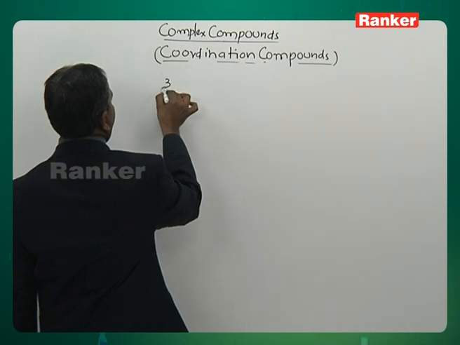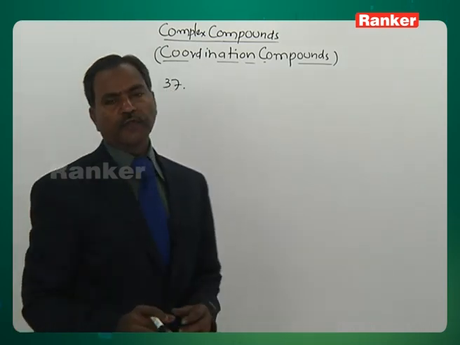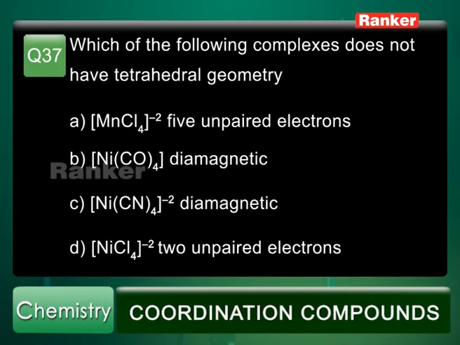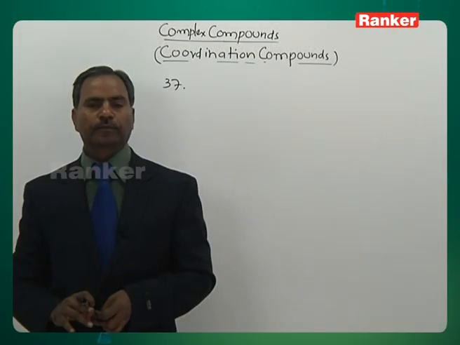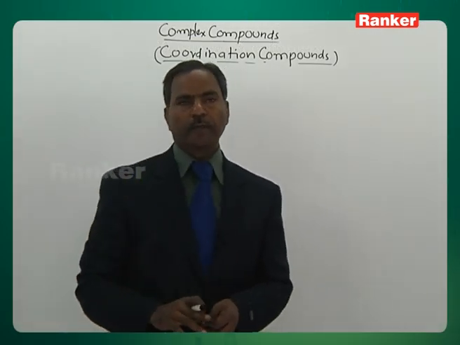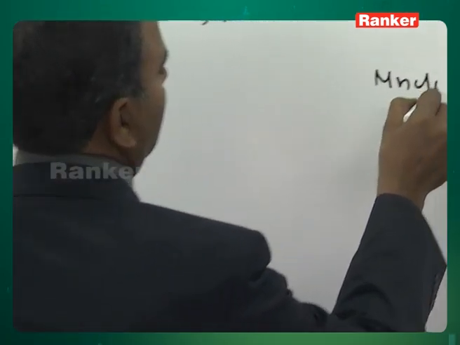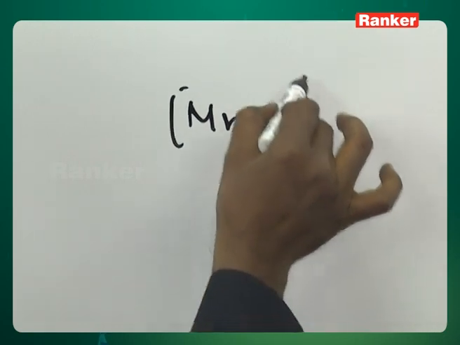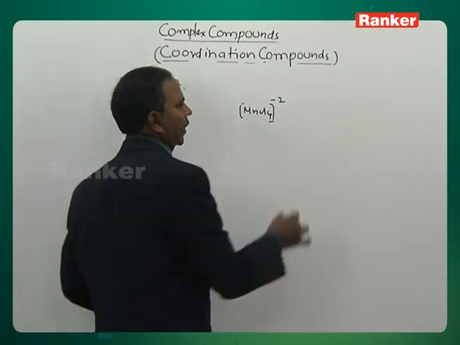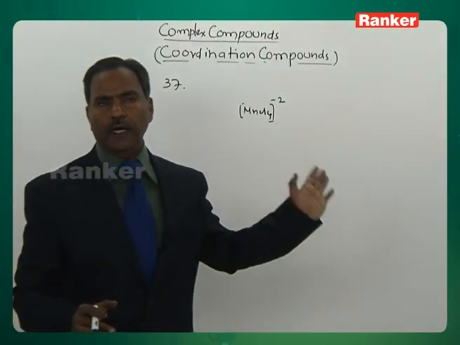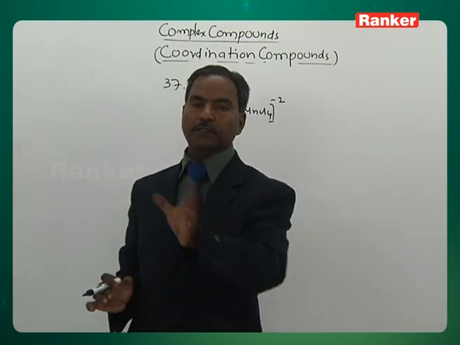Coming to question number 37. Which of the following complex sets does not have tetrahedral geometry? Let us see the options. MnCl4 minus 2 has 5 unpaired electrons. That is tetrahedral, coordination number 4, with 5 unpaired electrons.